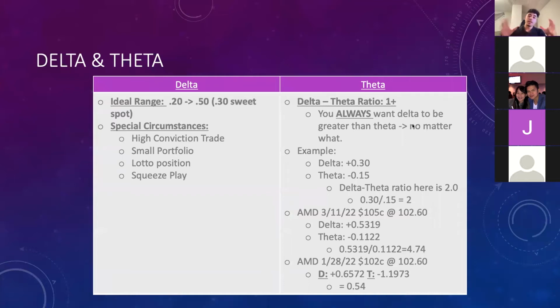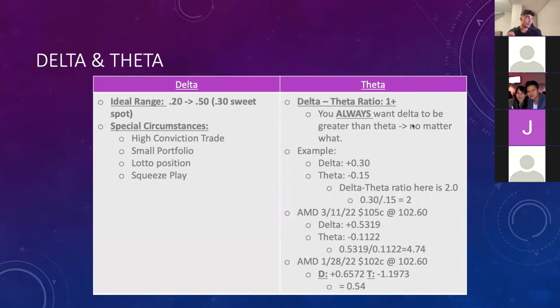Now, we have this delta to theta ratio. So what that basically means is that you want the positive change in your contract value to exceed the time decay of it. In other words, you want the amount of growth your contract will achieve to be more numerically than the amount of loss it will take due to time.